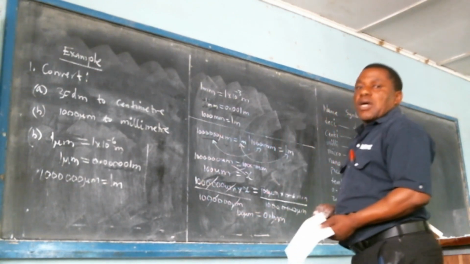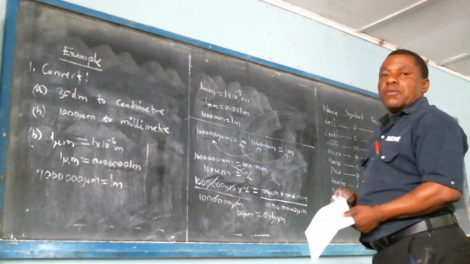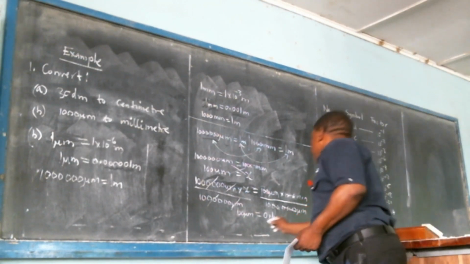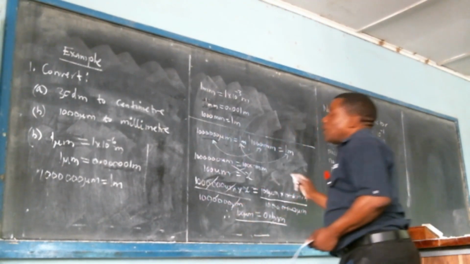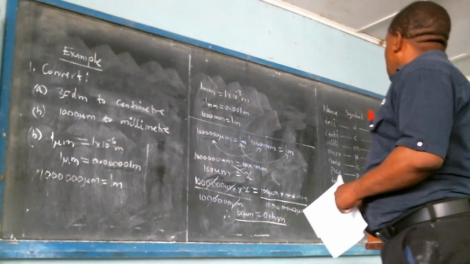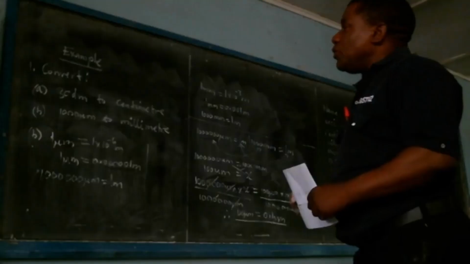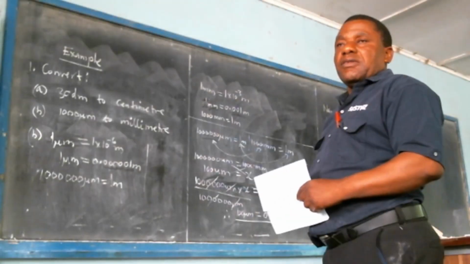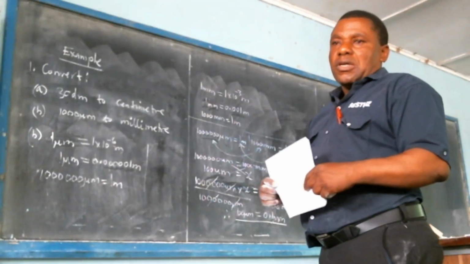So you find that 100 micrometers is the same as 0.1 of a millimeter. This is the way we can maneuver whenever you are dealing with prefixes and you want to change from one prefix to another.